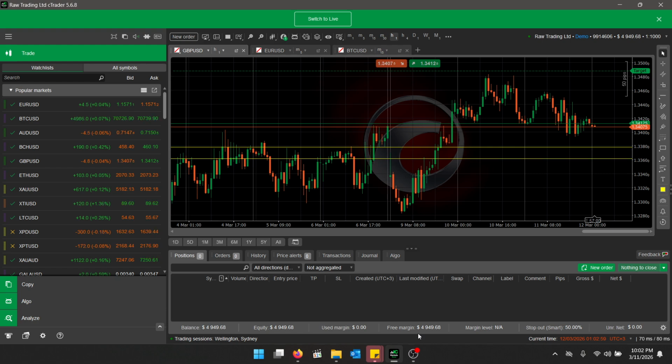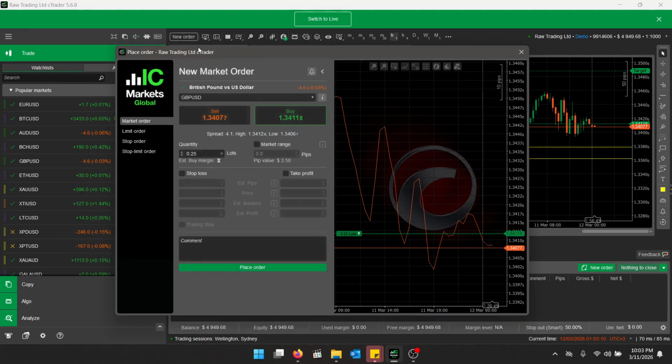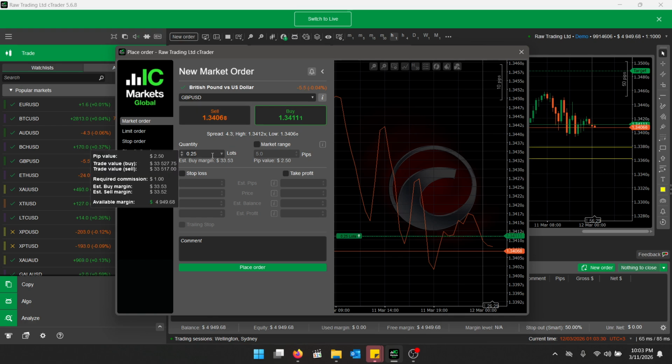For you to indicate whether the price will go up or down, mostly we use this new order. Once you click on new order, you have this window, and you can see that we have both sell and buy. Also here we have different orders in the market. But for now, I'm limiting myself to the market order because I'm just explaining one or two things to you. With time, you get to know what to do.